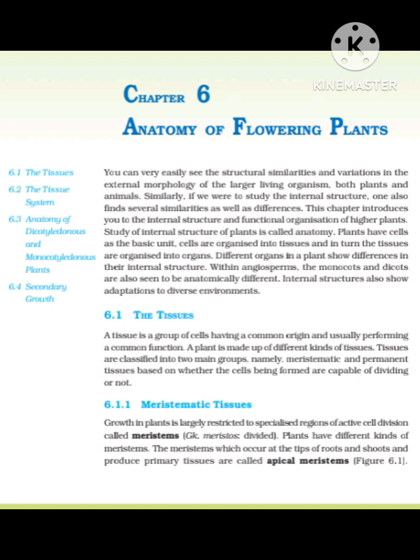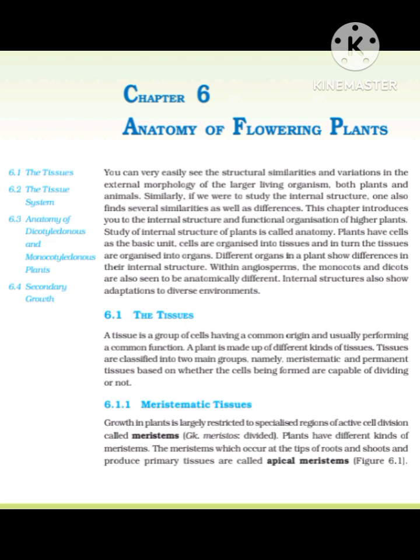Different organs in a plant show differences in their internal structure. Within angiosperms, the monocots and dicots are also seen to be anatomically different. Internal structures also show adaptations to diverse environments. 6.1 The Tissues. A tissue is a group of cells having a common origin and usually performing a common function. A plant is made up of different kinds of tissues.